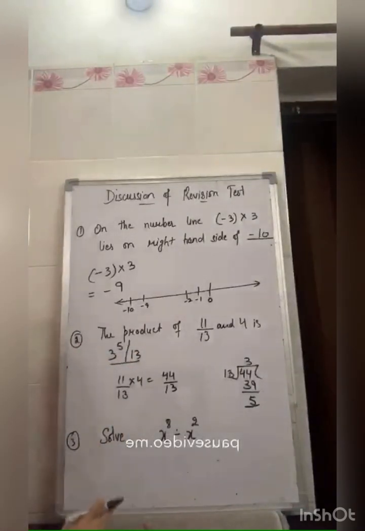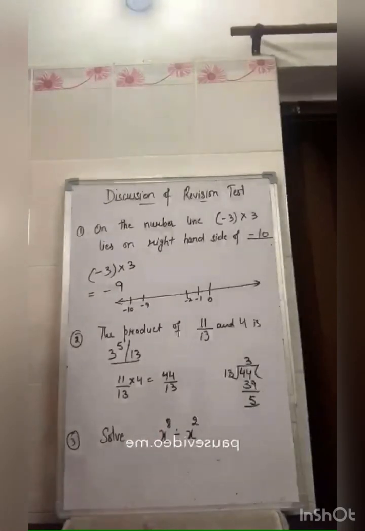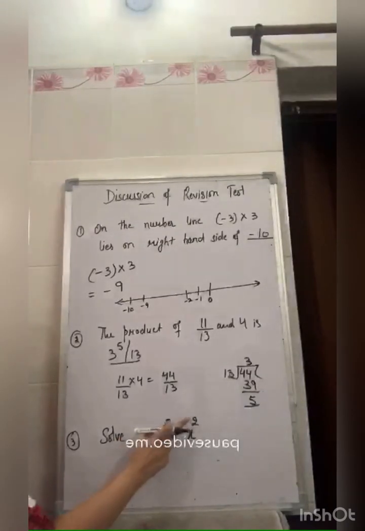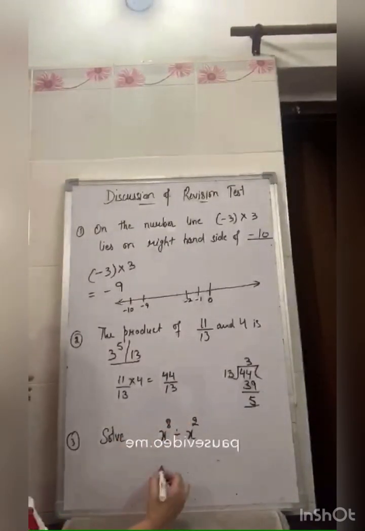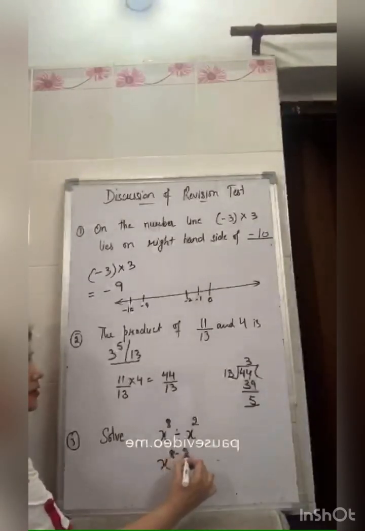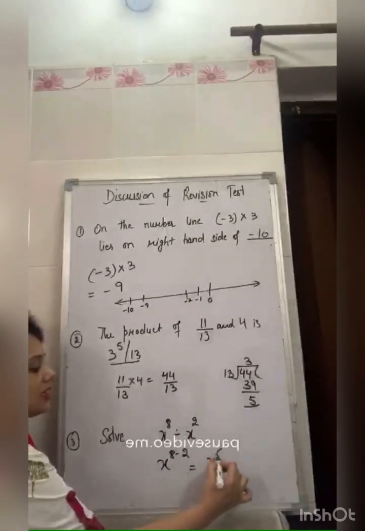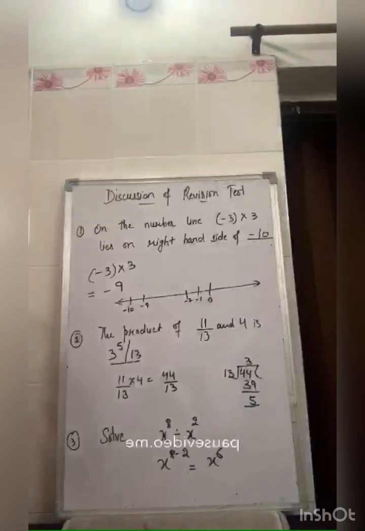Next question. Solve x raised to power 8 divided by x raised to power 2. Now we can see the bases are same, powers are different and division sign. So the powers will be subtracted. The answer will be x raised to power 6.